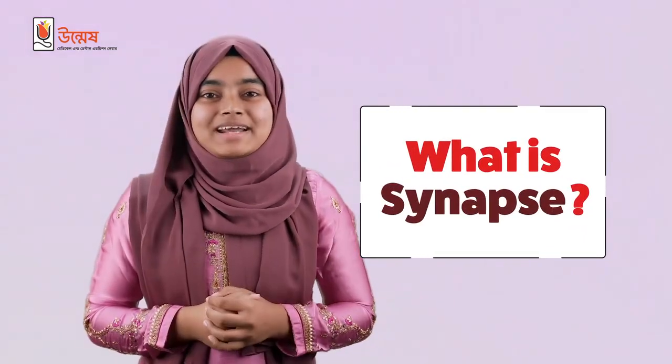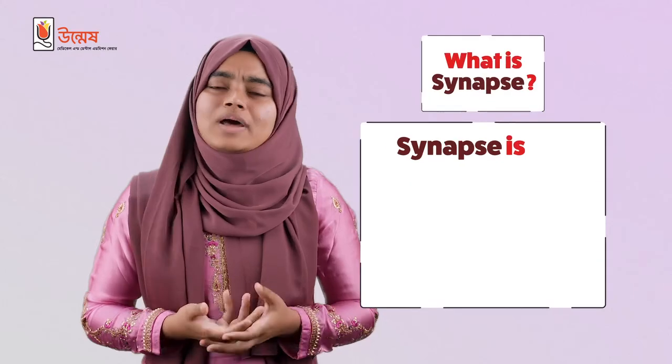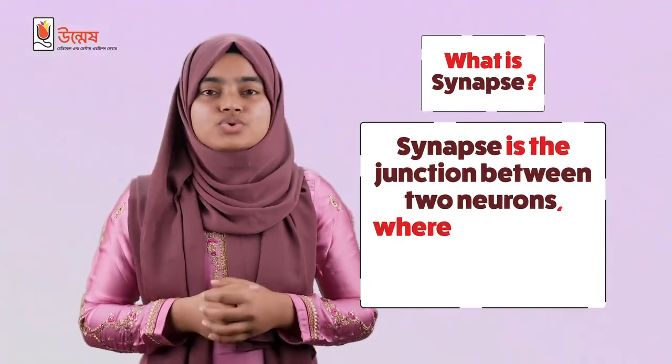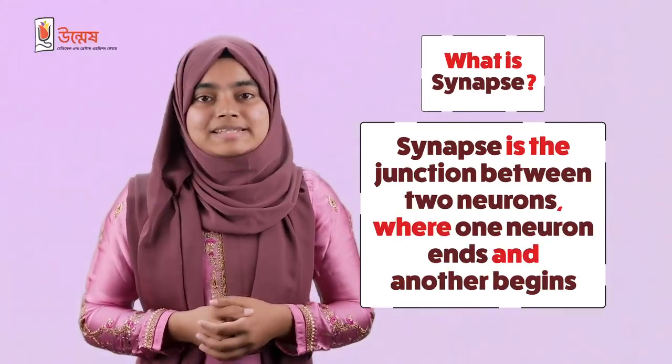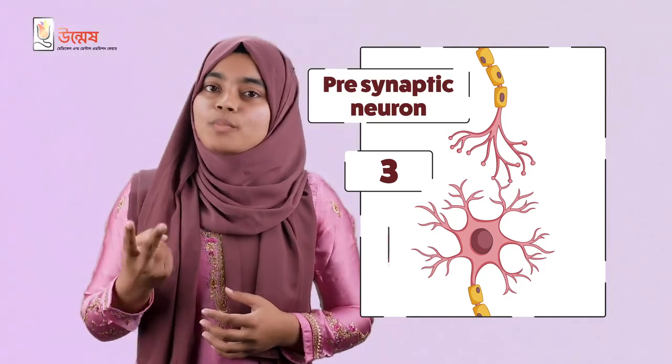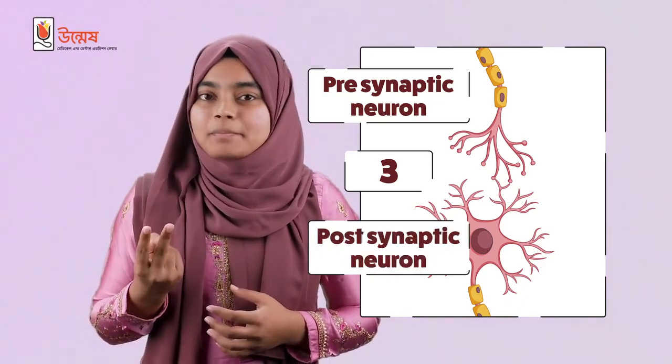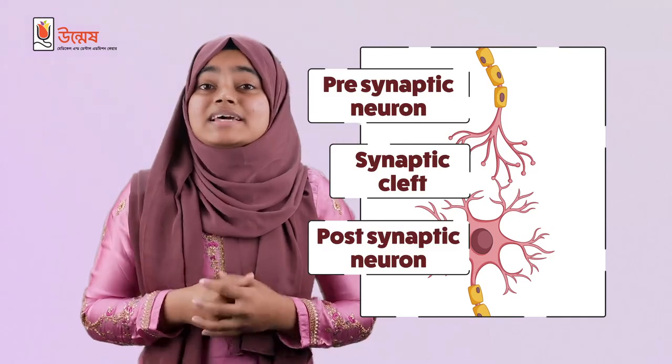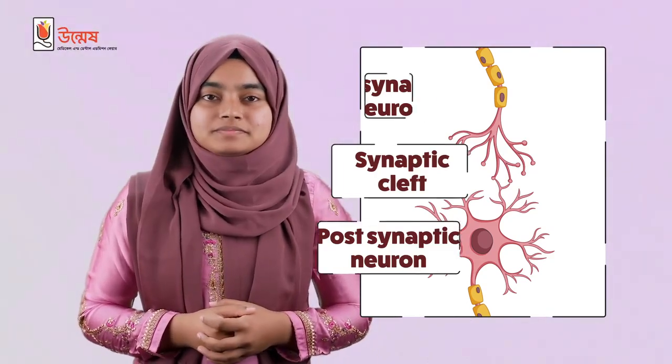A question that might arise, what is synapse? Well, a synapse is the junction between two neurons where one neuron ends and another begins. It has three components: the presynaptic neuron that sends impulse, the postsynaptic neuron that is going to receive impulse, and the synaptic cleft that is the gap between two neurons.